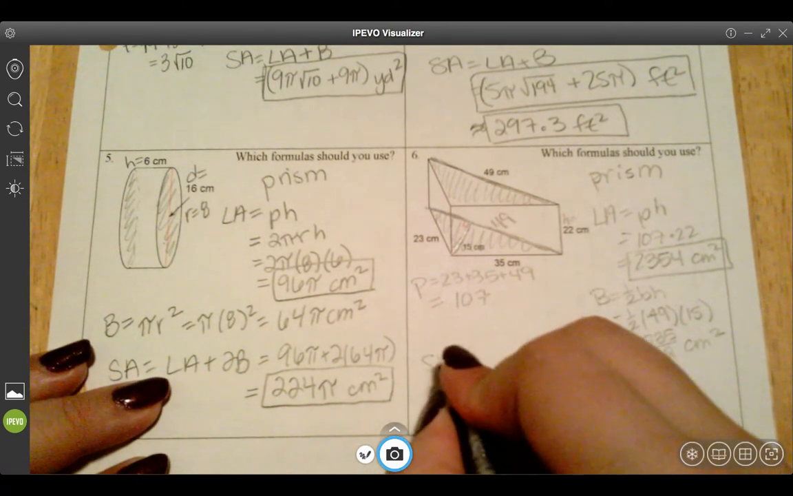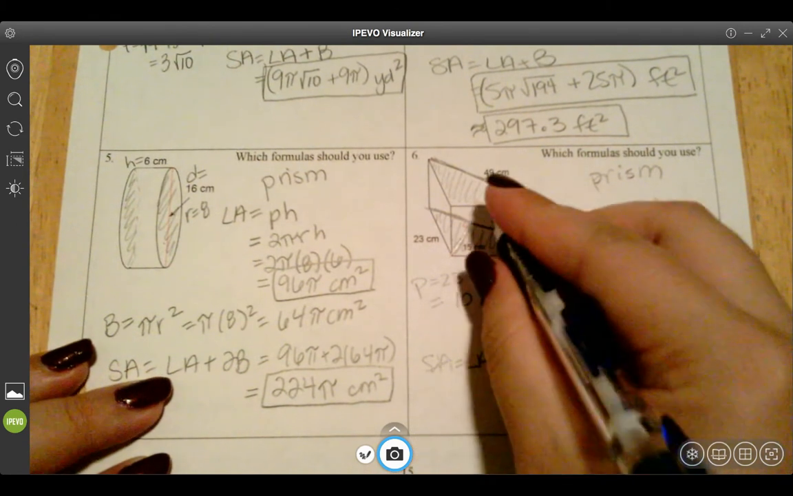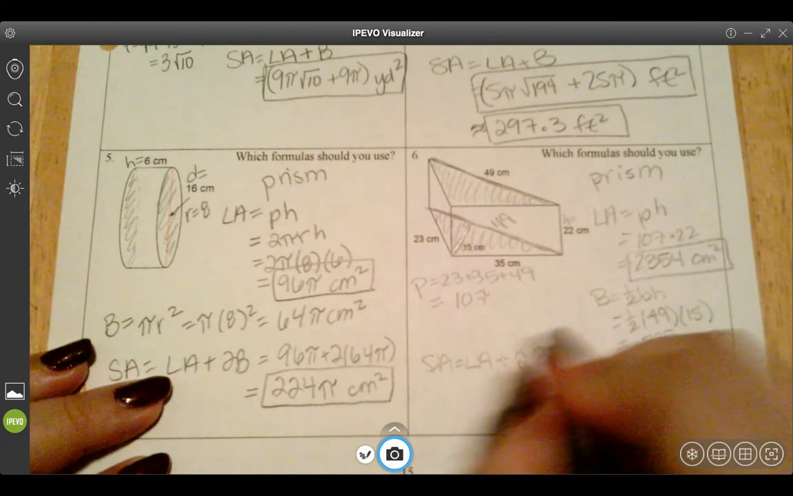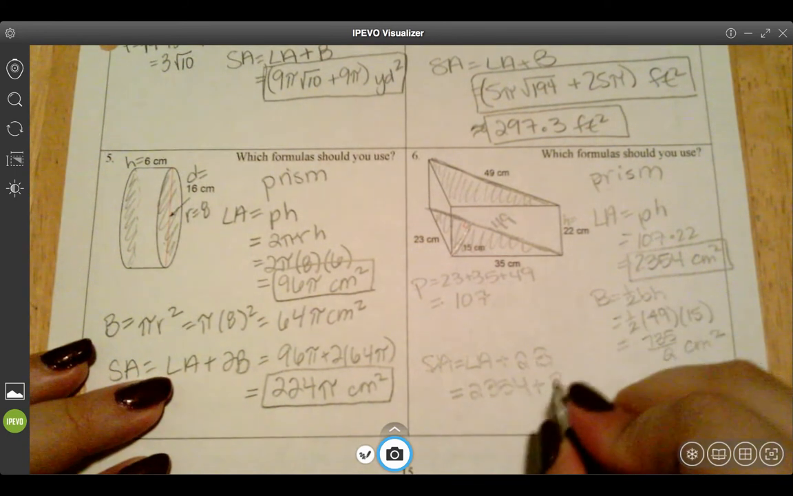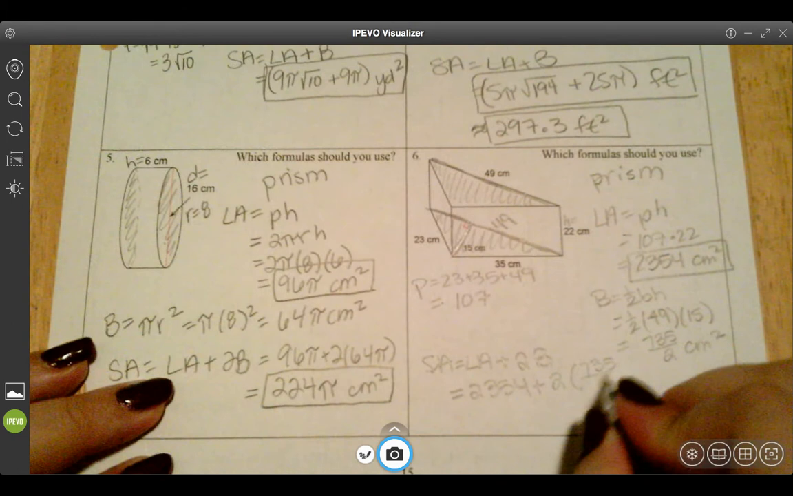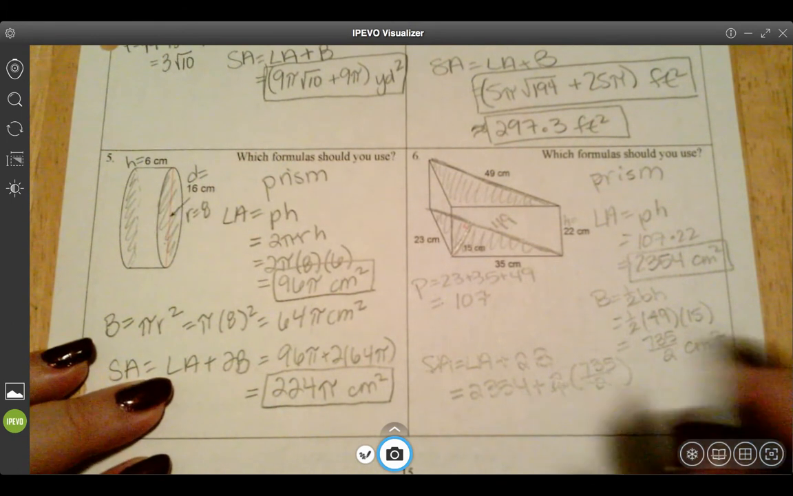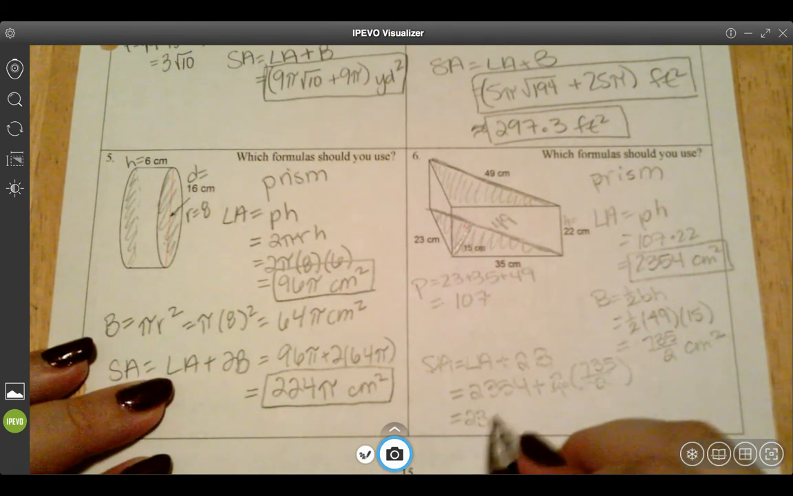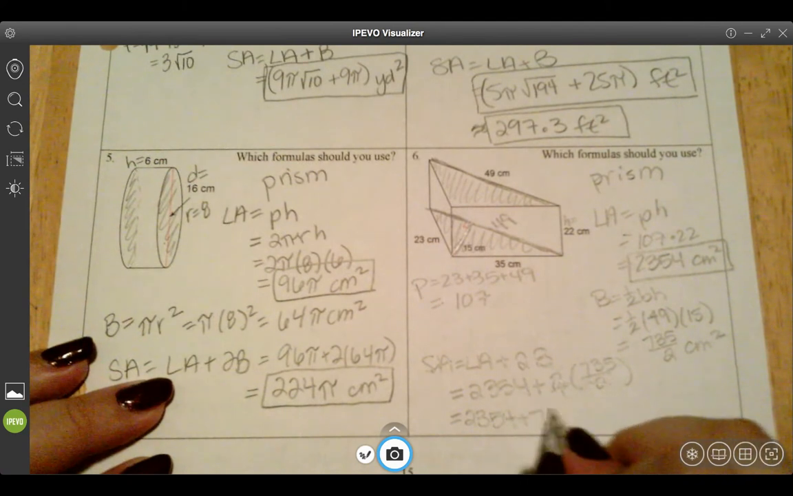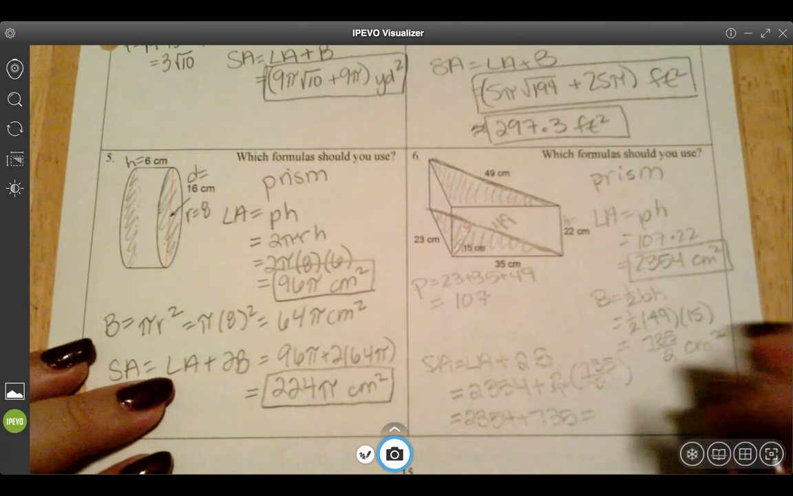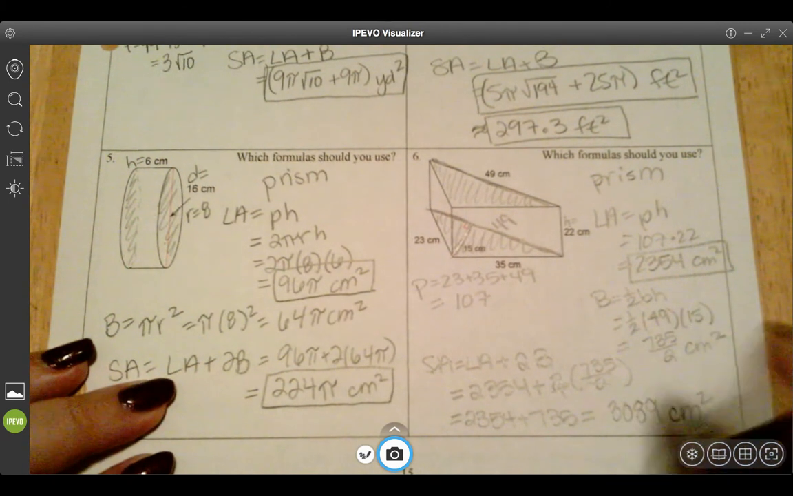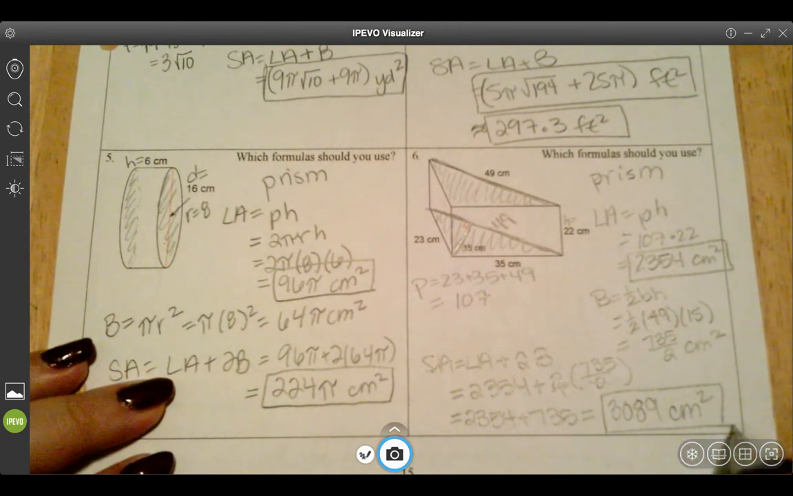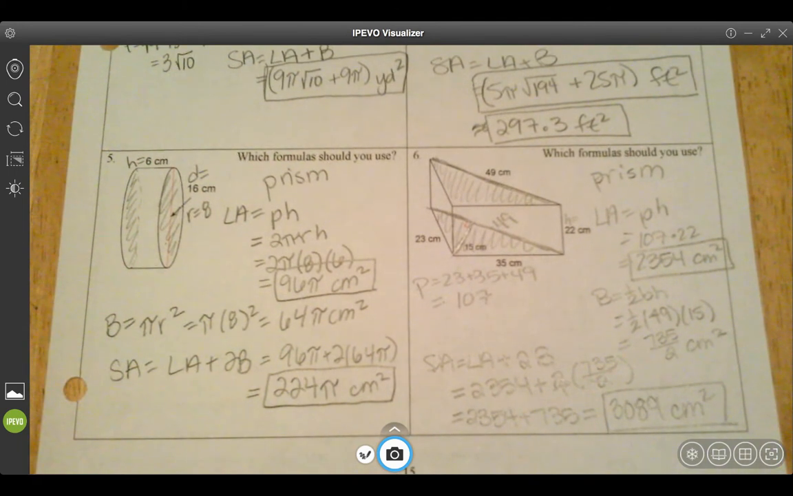Surface area is lateral area plus how many bases? 2 of them. 2,354 plus 2 times 735 halves. Cancel, cancel. 2,354 plus 735 gives us a grand total of 3,089 squared centimeters.